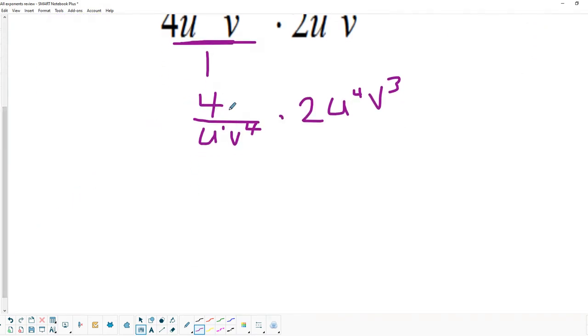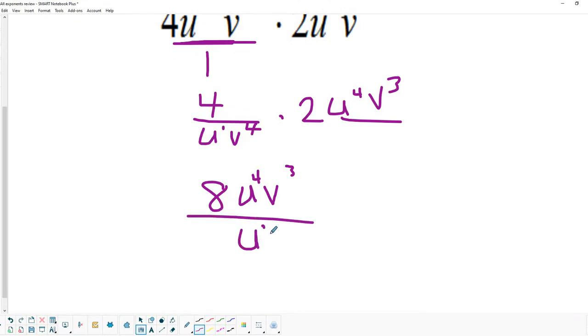So 4 times 2 is 8. And then on the top we have u to the fourth, v to the third. And on the bottom we have u to the first, v to the fourth. And so we mentioned earlier that when you divide exponents with the same base, you subtract the smaller exponent from the bigger one, whether it be on the bottom or the top.